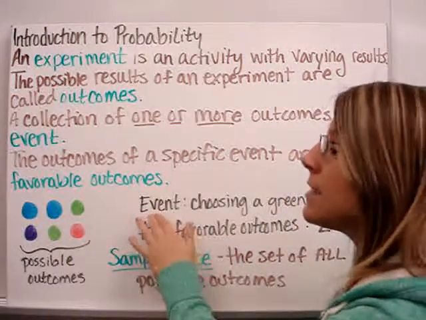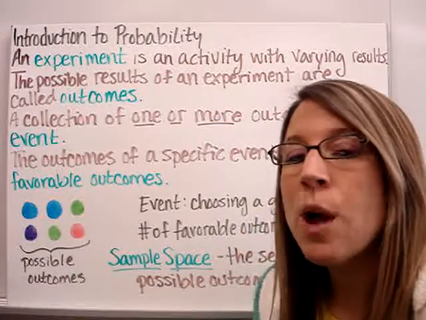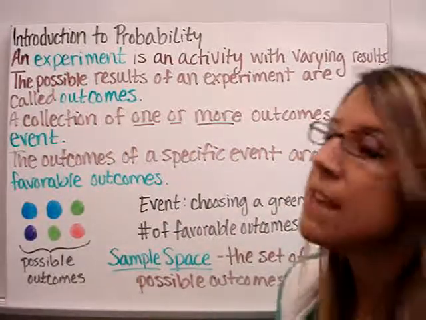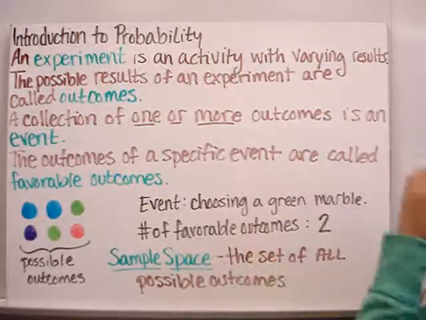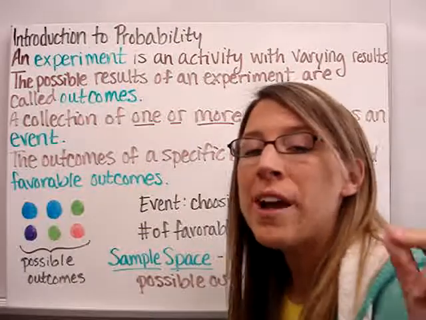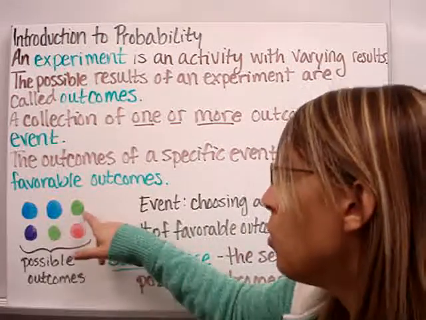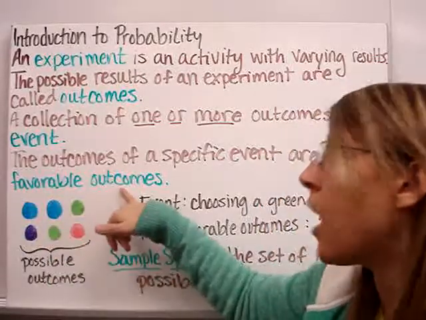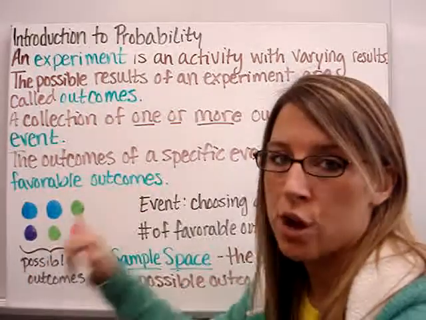So the event, let's say I want you to choose 2 marbles. And the event that we want, because an event is a collection of one or more outcomes, the event that we're looking for is pulling 2 green marbles. Choosing a green marble. So if we want you to choose a green marble, how many favorable outcomes are there? Well, there are 2 green marbles. So the favorable outcomes for the event choosing a green marble, there are 2 of those.